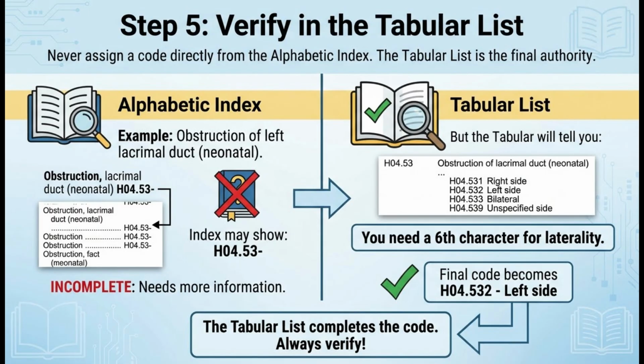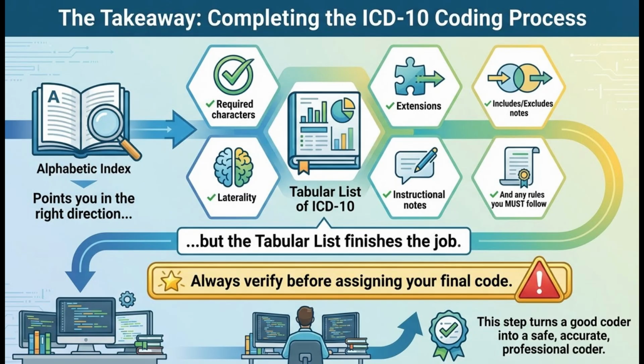The takeaway: The tabular list gives you these key rules: required characters, extensions, includes and excludes notes, laterality, instructional notes, and any rules you must follow. The alphabetic index points you in the right direction, but the tabular list finishes the job. Always verify before assigning your final code. This step turns a good coder into a safe, accurate, professional coder.